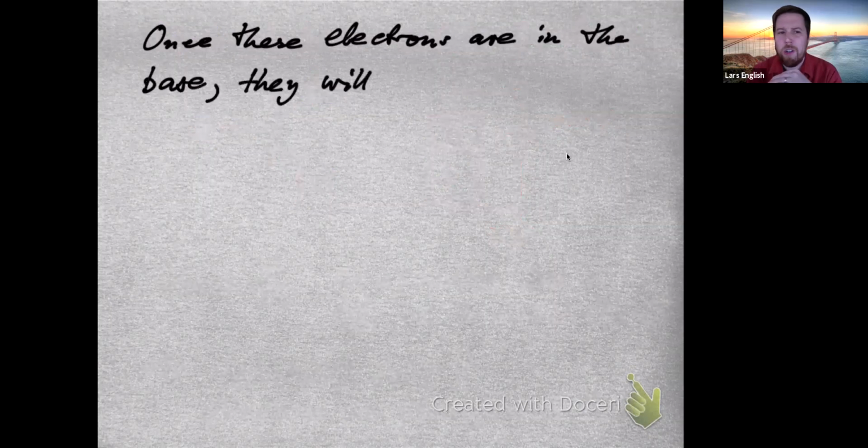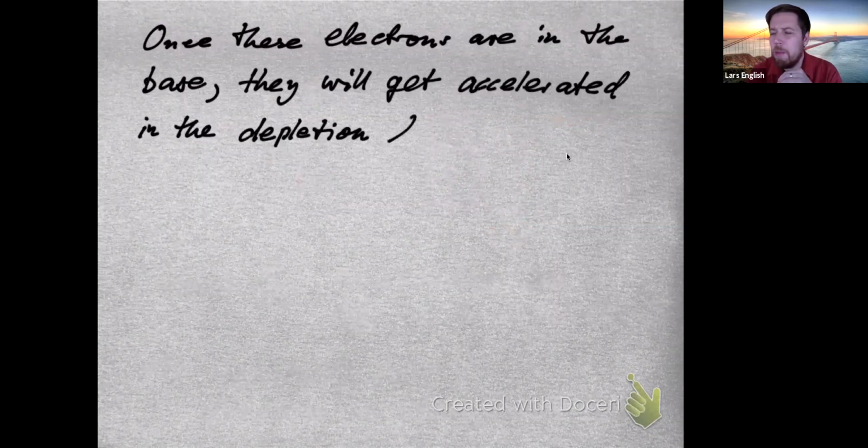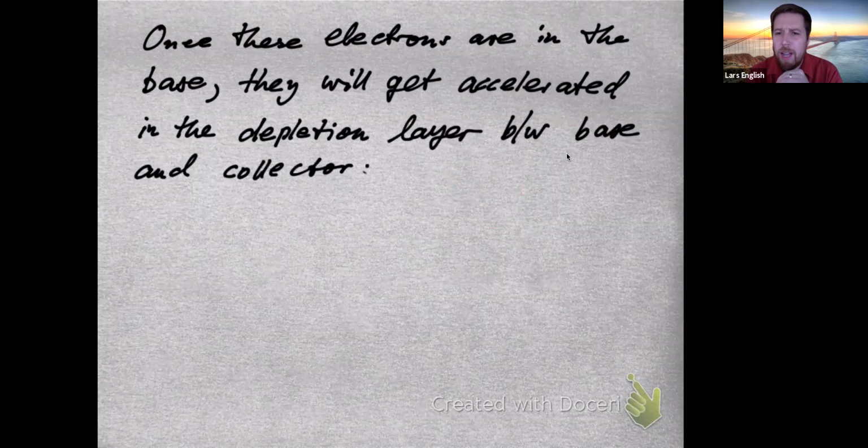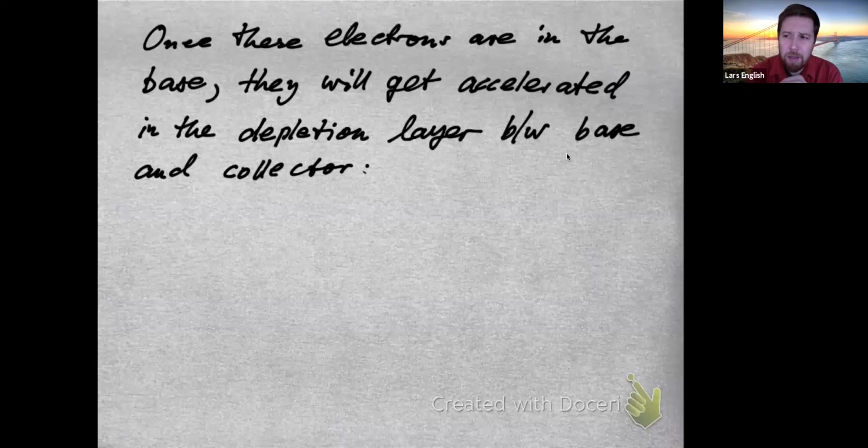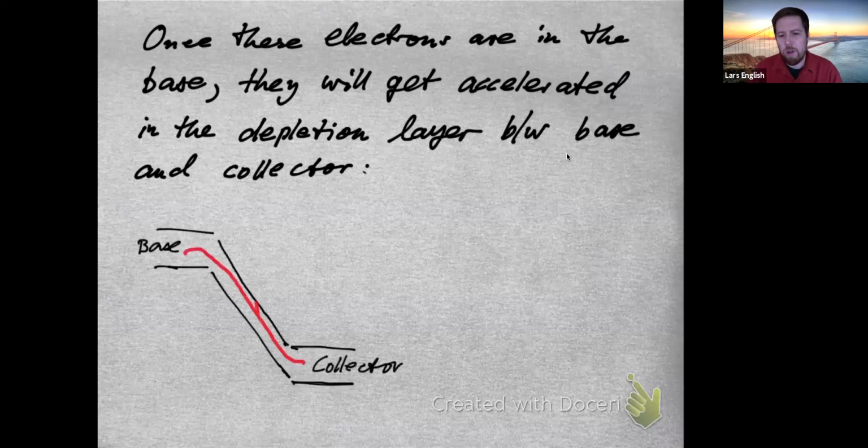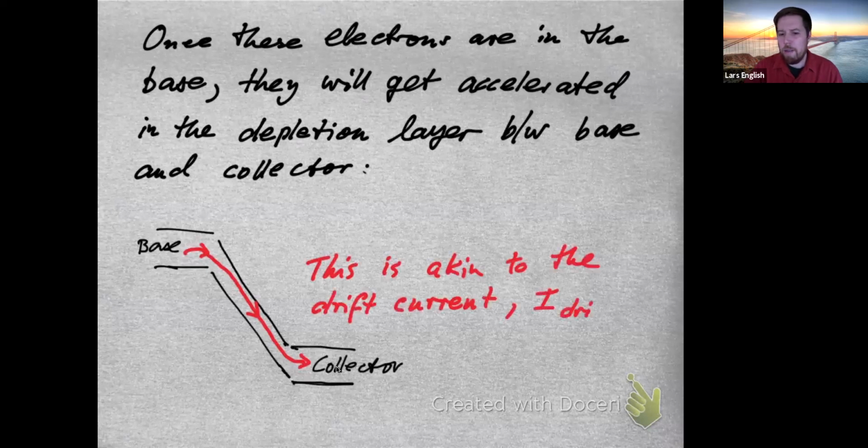But then once those electrons are in the base, what happens to them next? Well, they will get massively accelerated as they're heading into the collector, right? As soon as they migrate over to the depletion layer between the base and the collector, they're going to be accelerated by a massive electric field, because we have that in the reverse biased situation. And so this is what would happen to them, right? Now they're in the base and they roll downhill and pick up speed, and arrive at the collector.